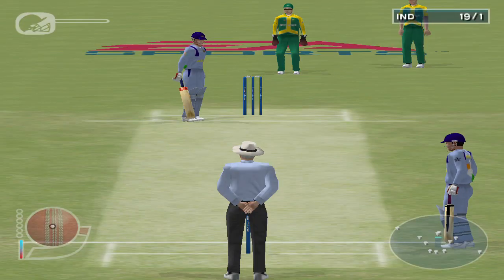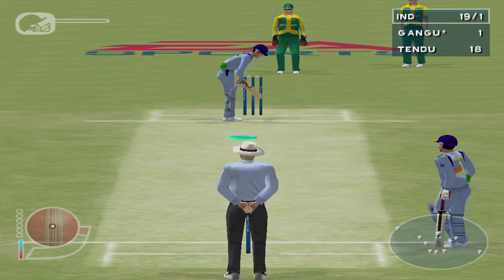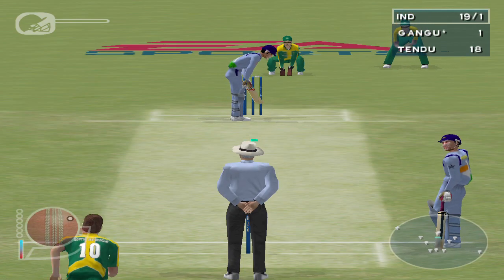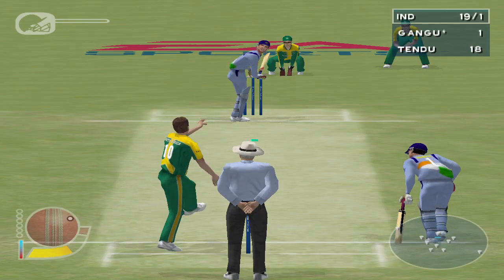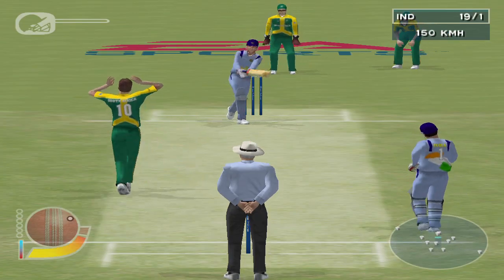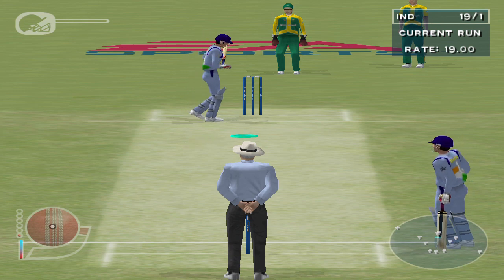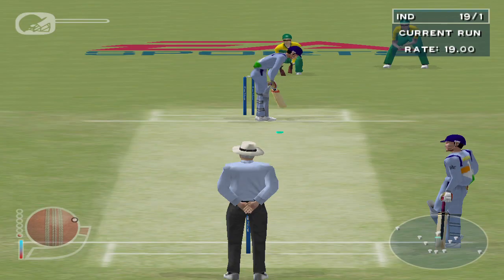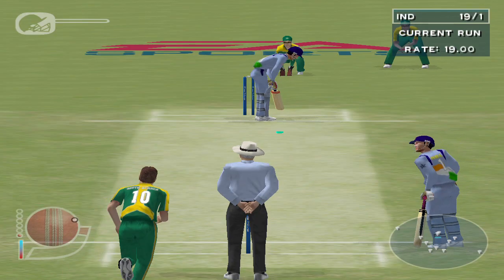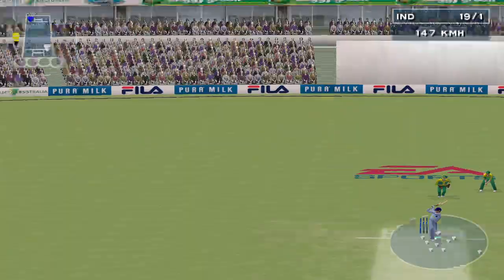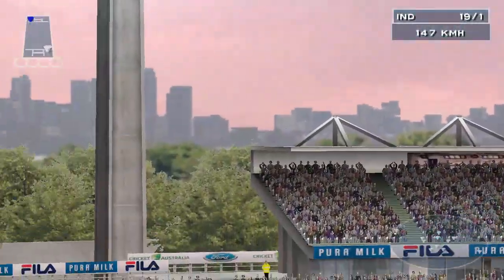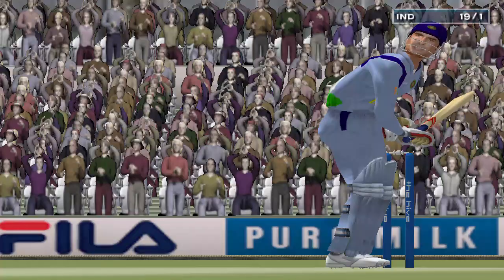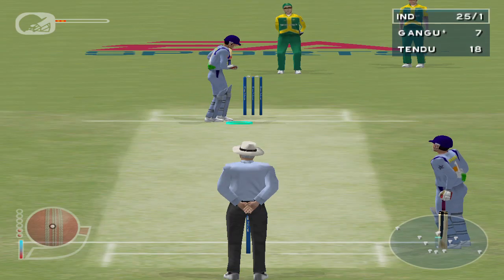Runs came from that over by Pollock. The bowler didn't keep it tight enough there. I'd be surprised if he stays in the attack. Ganguly facing. That's over the rope. 6 runs off Nel. That's the first boundary for Ganguly. The bowler won't like that one little bit. Nel to bowl to Ganguly.